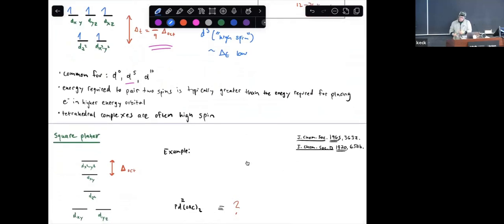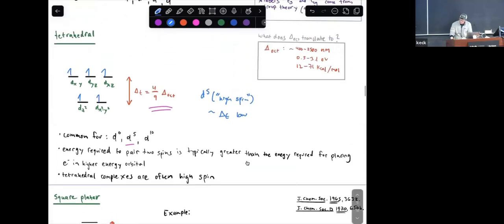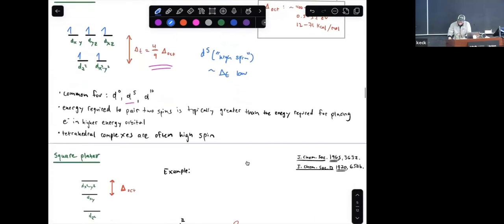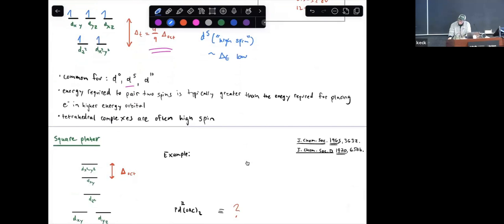And so you have this competition between, yes. Sorry, how do we know if something is high spin or low spin? We'll talk about that. It falls out of the splitting energy. So we just introduced the concept that splitting energy depends on several factors: the metal, its oxidation state, the ligands, the nature of those ligands. And so we'll try to build up an intuition for this as we proceed through today's class.